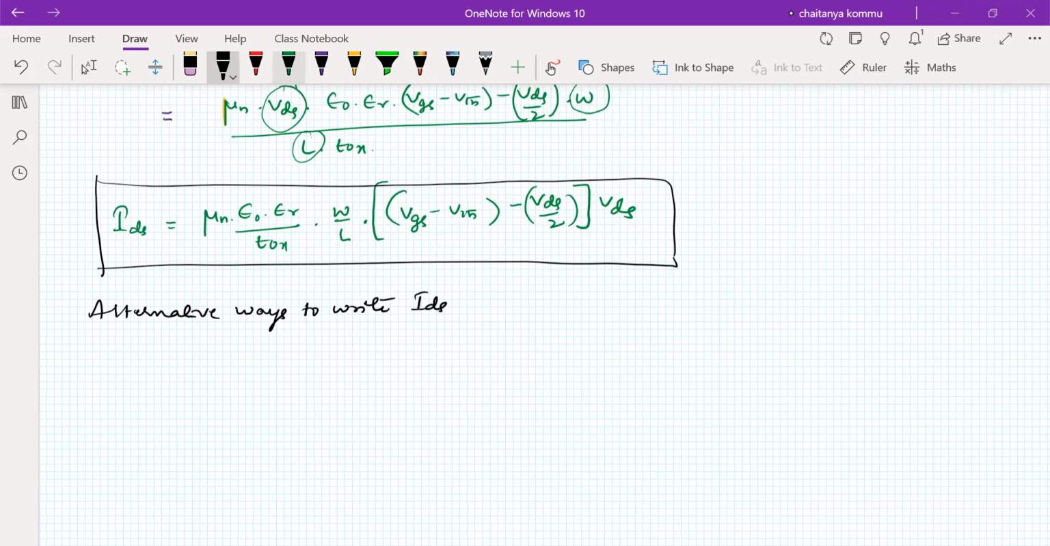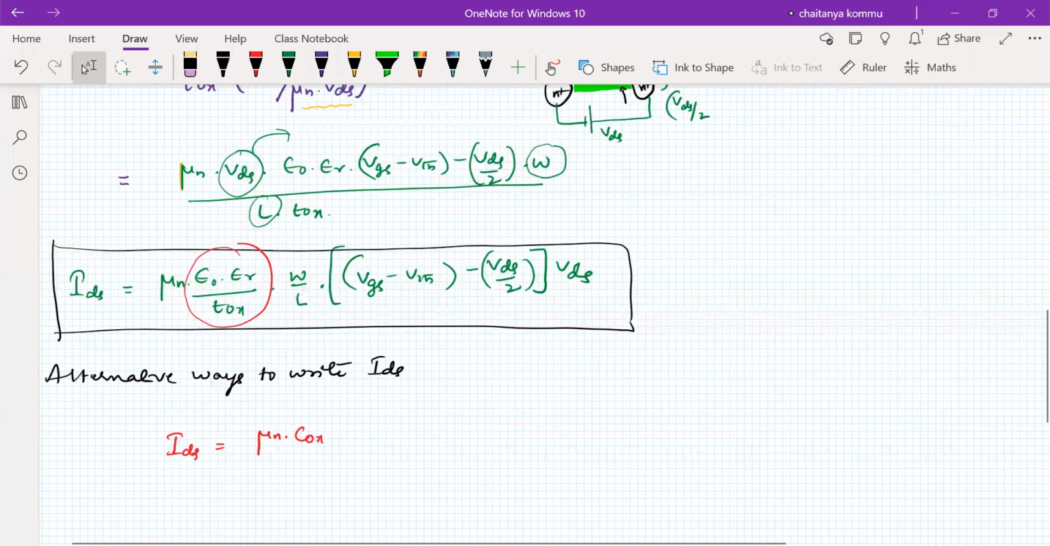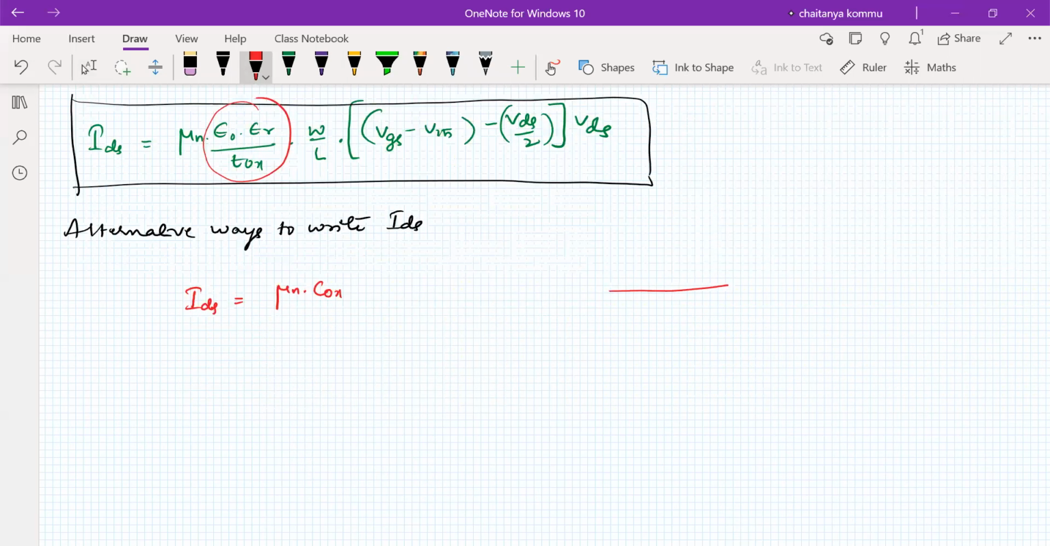Here we can understand that IDS is equal to mu n, and this entire thing we can call Cox, the unit capacitance that can be seen from gate to channel. Let us consider it this way. We have an oxide, a polysilicon, a source and a drain, N plus, N plus. The unit capacitance that we see in this structure is called the Cox capacitance.